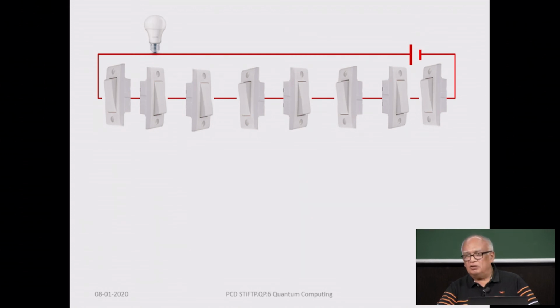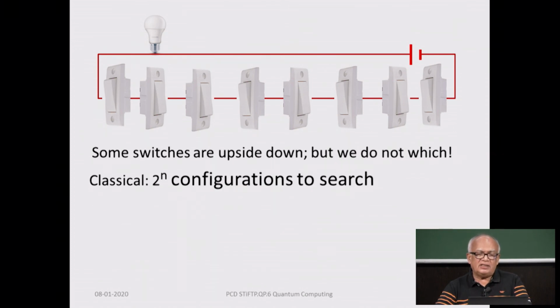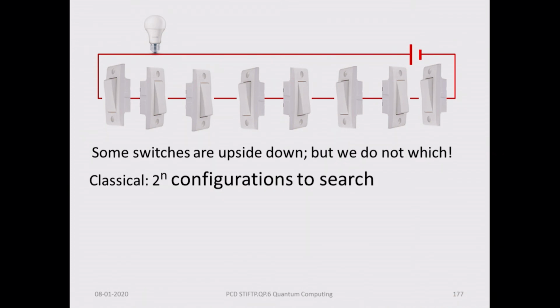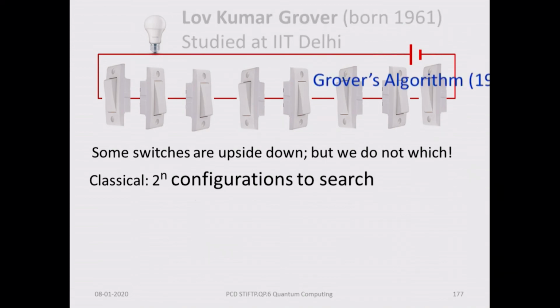Then you do not know which switch is not working, and the on and off positions of the switches may also be upside down in some cases. Then you need a large number of attempts to figure out which switch is broken. So, this problem can be solved in much less time. You have 2 to the n configurations for the search, because each switch can be either on or off.